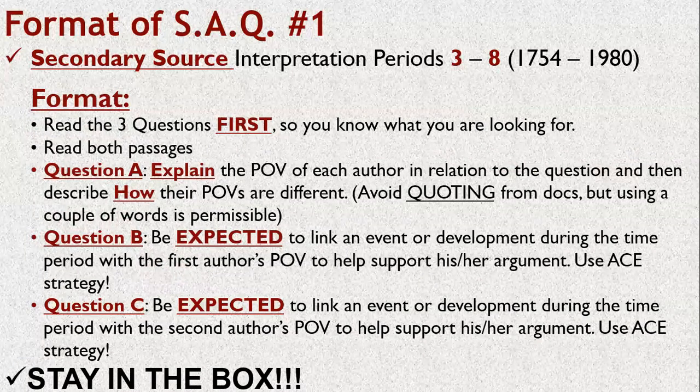Then in B, you've got to bring in a piece of outside evidence that's within the time period of the question, and then you've got to be able to use that information to show me how that helps to support the first author. Do the exact same thing for C because you're doing it for the second author.